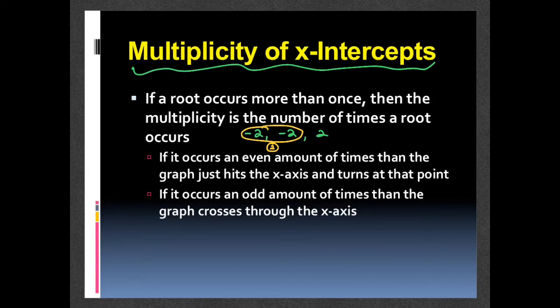If the root occurs an even number of times, then the graph hits the x-axis and turns at that point. So if I had a point at negative 2, I don't know what the end behavior is, but let's say it comes from the bottom, it would hit and turn at that point. Whereas if the root occurs an odd number of times, like 1, then it's actually going to cross through the graph at that point, not bounce. So even multiplicity bounces, odd multiplicity crosses through.